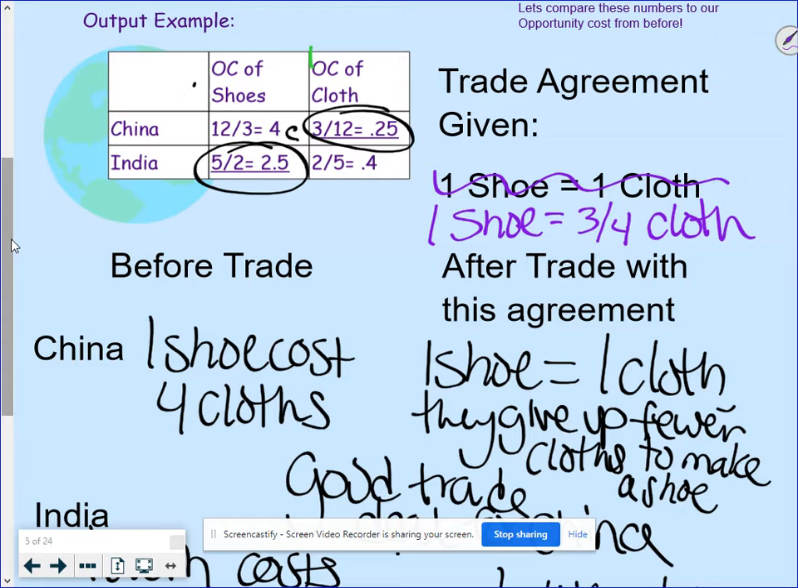One over 1/4, right? You would flip it. It's a reciprocal. So one shoe equals 3/4 of a cloth. So one cloth is going to equal, you flip it, 4/3 of a shoe. Okay, I have no idea if this is going to work or not.